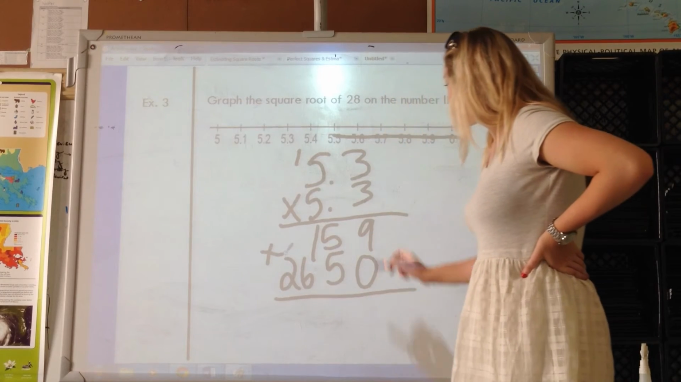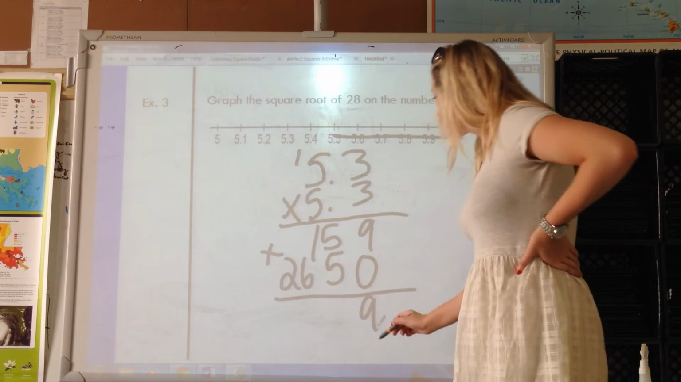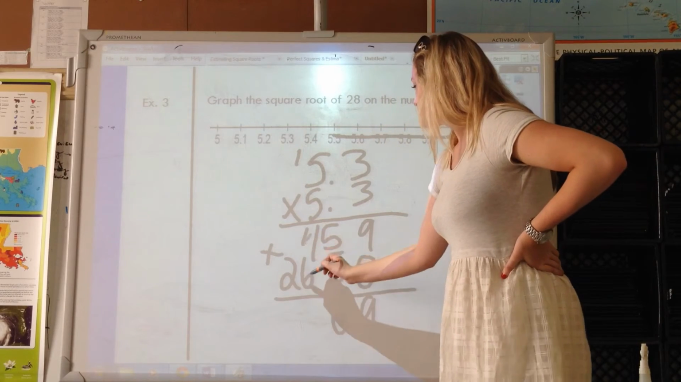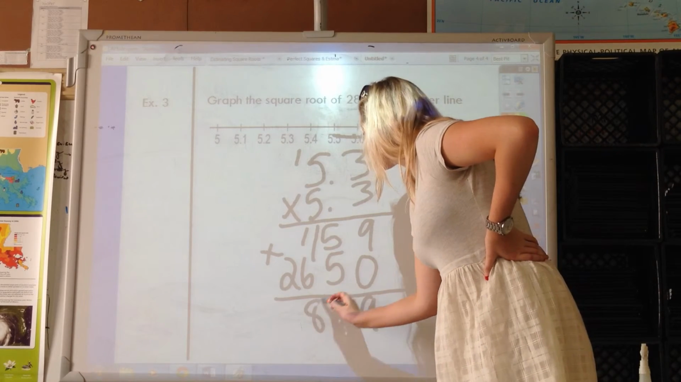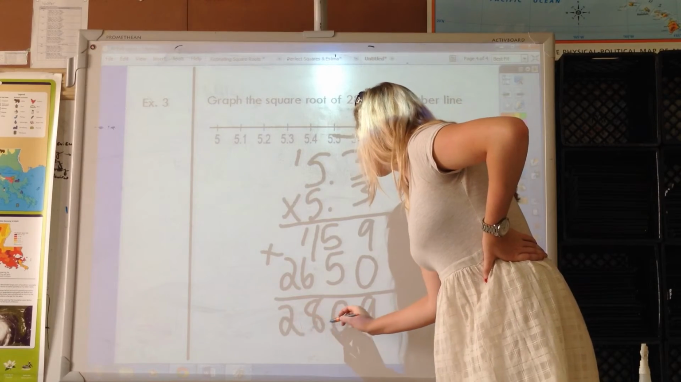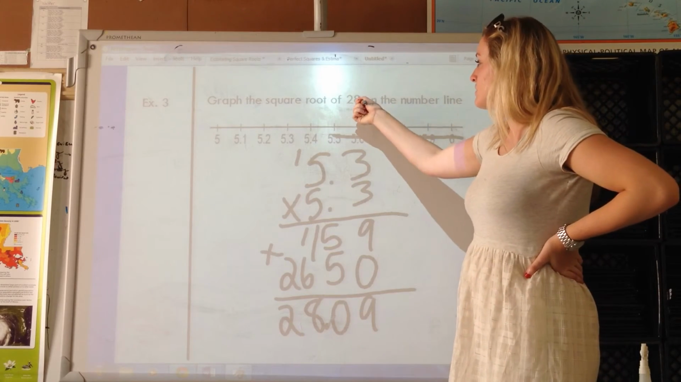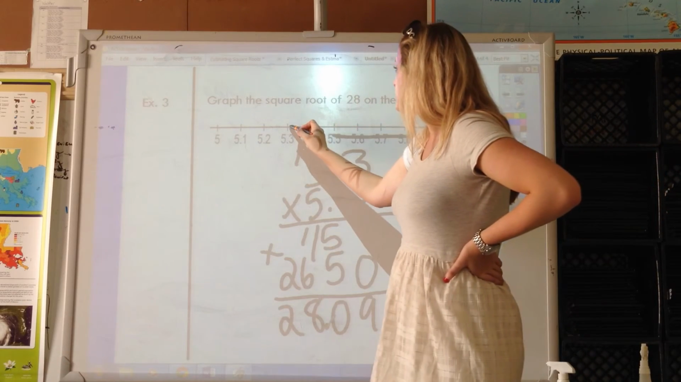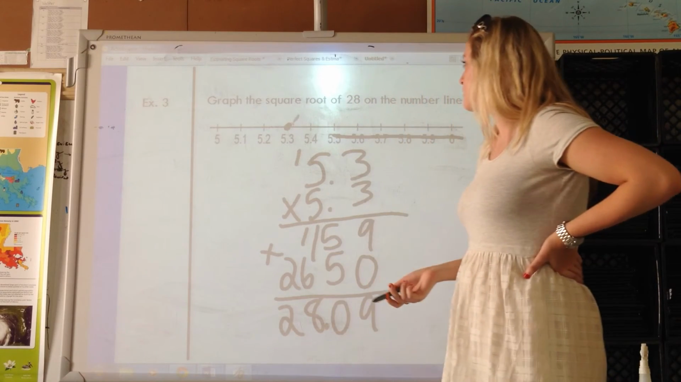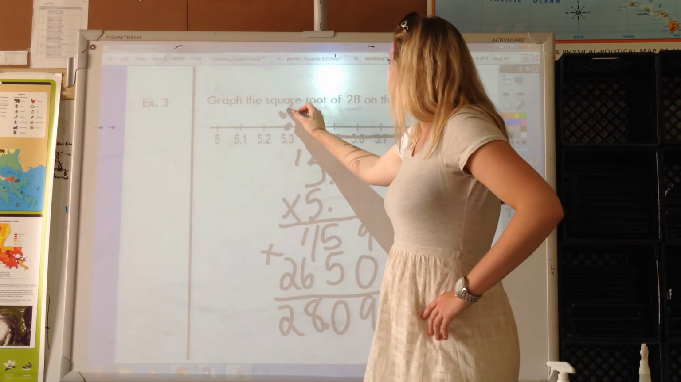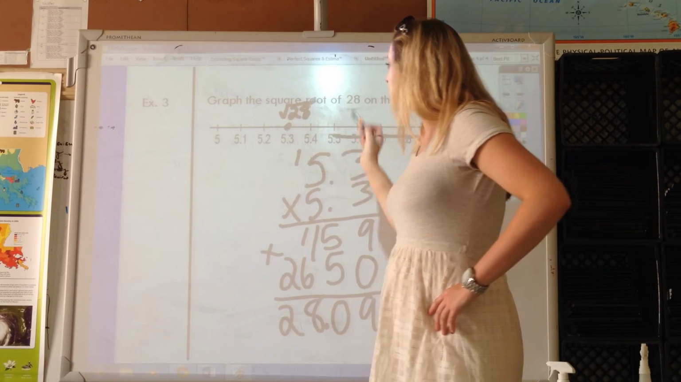Of course, I'm just adding these numbers. 9 plus 0 is 9. 5 plus 5 is 10, carry my 1. 6 plus 1 is 7, plus 1 is 8. 28.09. That is pretty darn close to 28. So I can go ahead and assume that 5.3 is a great estimate for the square root of 28. So that's where it would go on the number line.